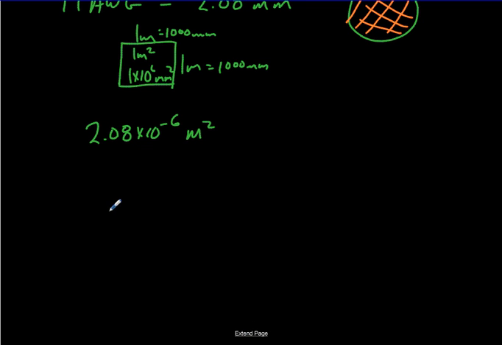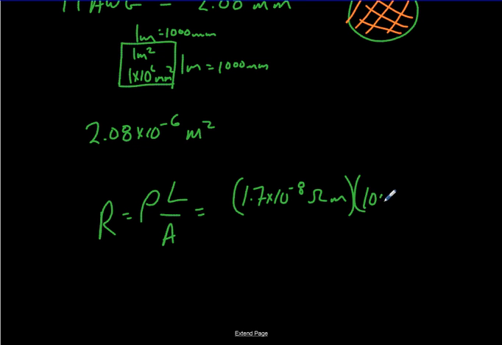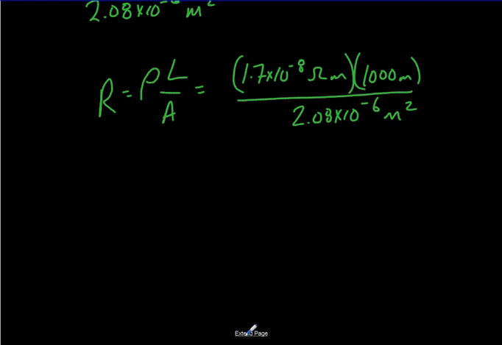All right, so the resistance of this, R equals rho L over A. Okay, so we've got copper, so 1.7 times 10 to the negative 8 ohm meters times a length of 1,000 meters divided by 2.08 times 10 to the negative 6 meters squared. So just doing that math, you get about 8.2 ohms.